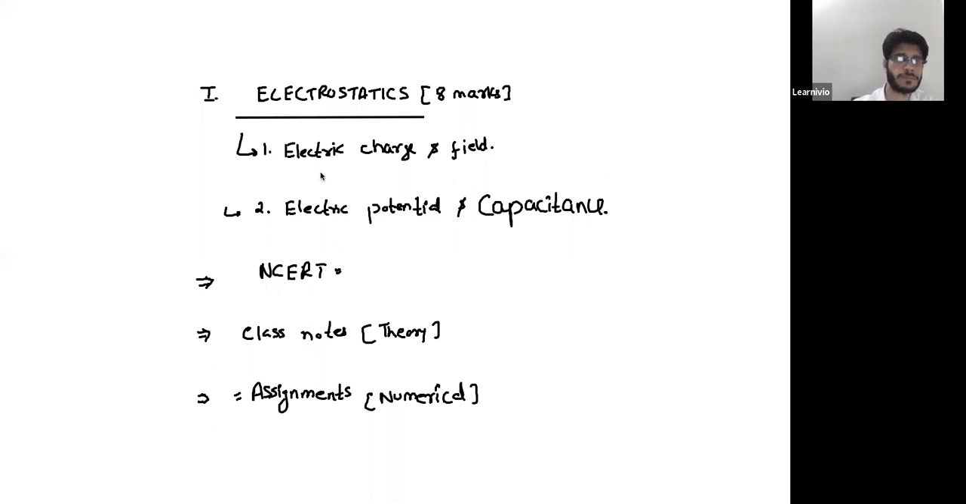Okay, sir. After this, if you are left with some time, you can use any book or reference you want, but you have to follow at least these 3 things thoroughly: NCERT, class notes, assignments, and along with this, tests. There may be a few questions that I won't cover in assignments or class notes, but those questions you can get in your tests. So these tests are equally important.